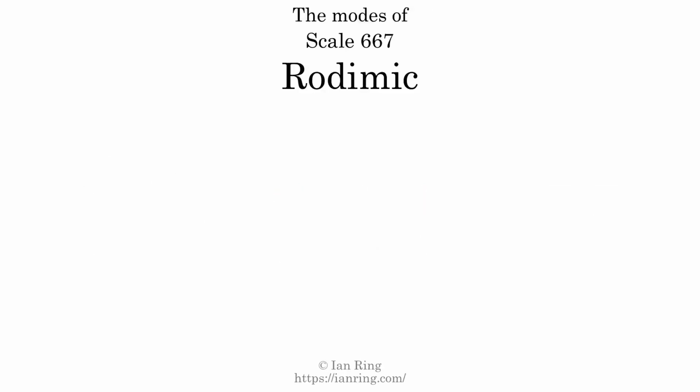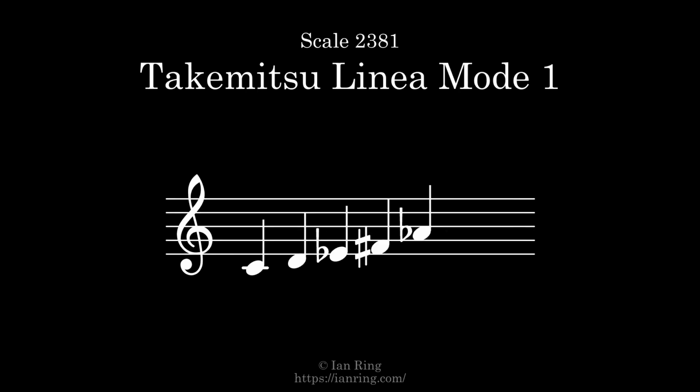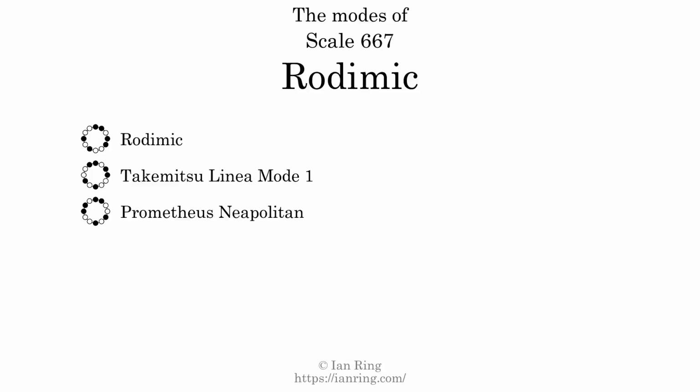This scale has 6 modes. The first mode is itself. The second mode is scale 2381, also known as Takemitsu linear mode 1. It sounds like this. The third mode is scale 1619, also known as Prometheus Neapolitan. It sounds like this.